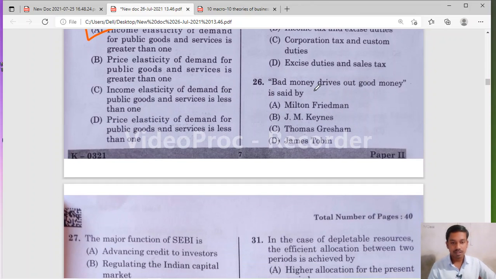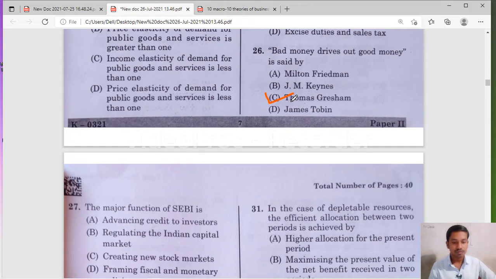Question number 26. Bad money drives out good money. It is said by Milton Friedman, J.M. Keynes, Thomas Gresham, or option D, James Tobin. Yes, here the right answer is option C, Thomas Gresham. It is also known as Gresham's theory.